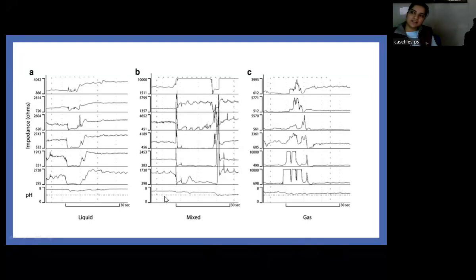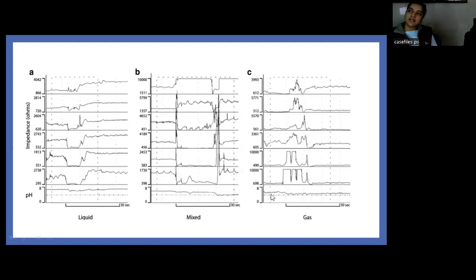Then in the second tracing, we have seen that this is the pH line. The pH is almost near 4 or alkaline pH. However, there is a dip in the impedance tracing, that is, there is a liquid reflux. However, in the middle of it, it is again rising and then again falling. So it is a mixed kind of reflux. That is, the patient is having liquid reflux along with gaseous reflux, because after coming down, it is again increasing. Okay, and this whole activity is going on for around 30 seconds.